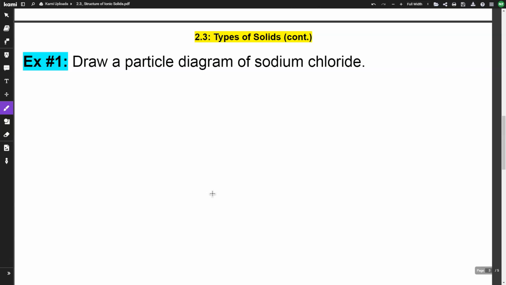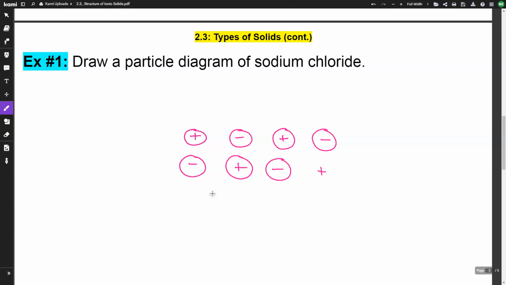So let's look at an example. It says, draw a particle diagram of sodium chloride. We kind of already did that with the letters, but let's do it with the charges. So again, it will be positive, negative. So you'll have your attraction here. And then here would be the next one, positive, negative. So it just essentially repeats in this process. If you have a particle diagram where it's repeating positive, negative, that's an ionic solid. Obviously these would be much closer together, but I wanted to separate them a little bit so you could tell the difference between the particles. So a particle diagram of an ionic solid should just repeat positive, negative.